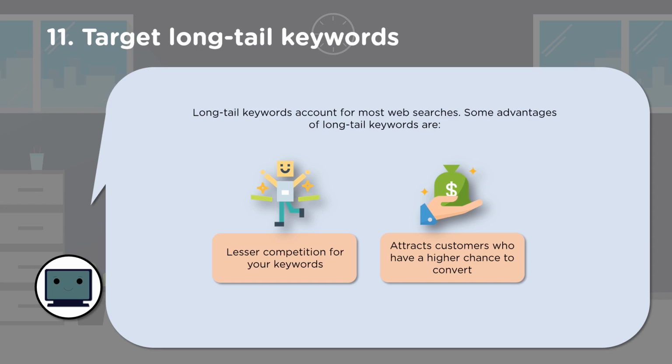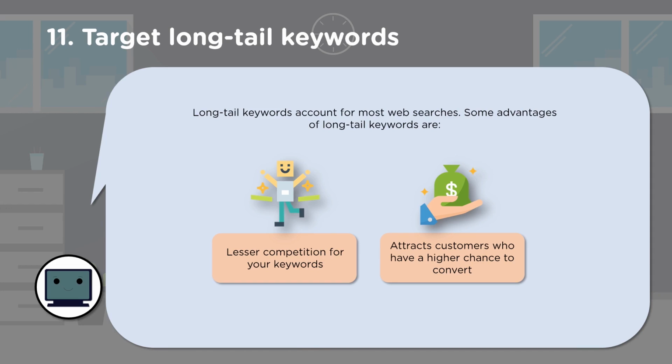They might type in red shoes, but that's unlikely. What they're probably going to type in is red Nike running shoes 2019 or some variation of that. Okay, that's a long tail keyword. And some of the advantages of using long tail keywords to be found for are less competition.